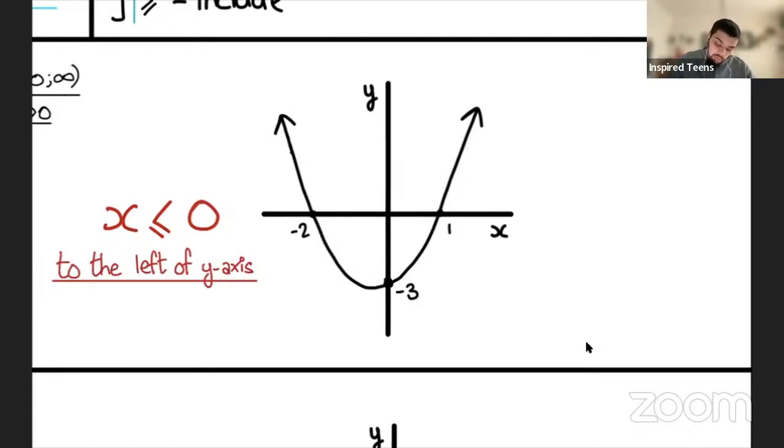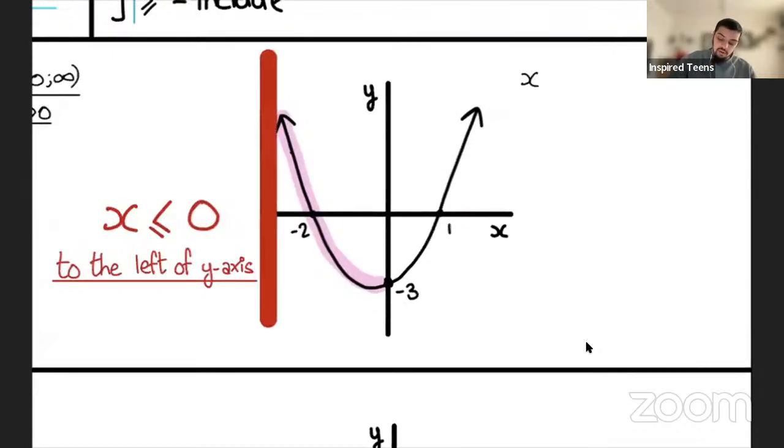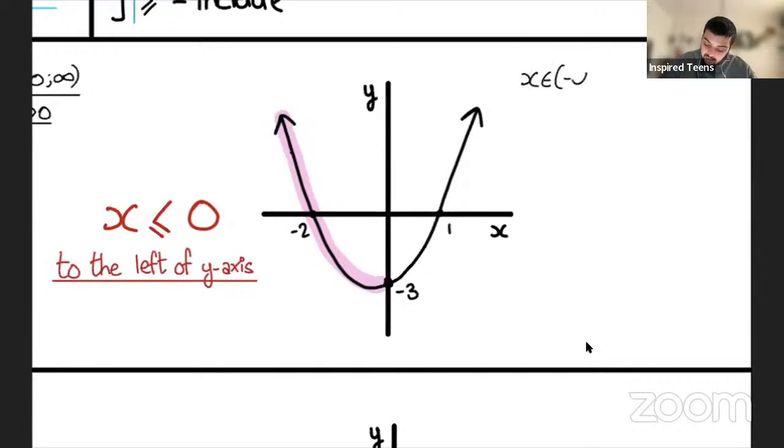Okay, so we have it here. That's the part of the graph that's to the left of the y-axis. Now we express this in terms of x values. We're going to say x is an element of, the starting value is the most left value. The most left value is here, which goes on till negative infinity. So x is an element of negative infinity. Of course, we cannot include negative infinity.